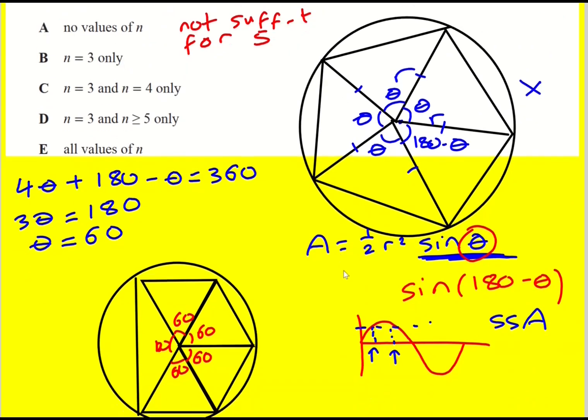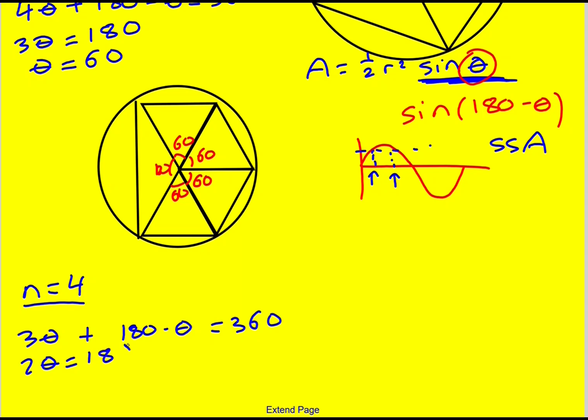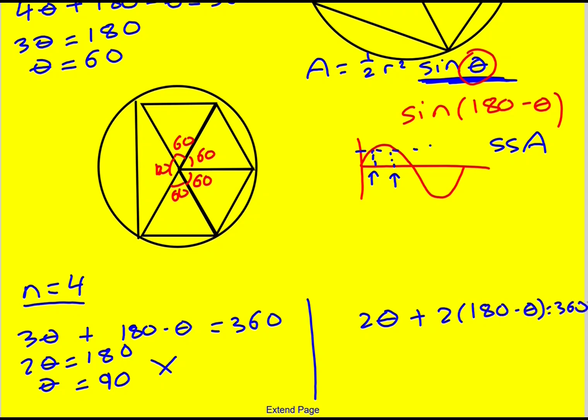Let's take a look at n equals 4. So here, if I made 3 of the triangles have the same angle, and then the 4th one have 180 minus theta, this would equal 360, which would mean that 2 theta equals 180 and theta equals 90. But actually, that ends up meaning they all have the same angle. Okay, that did not work. But what if instead I say that two of them have angle theta and two of them have angle 180 minus theta? Okay, maybe this will work.